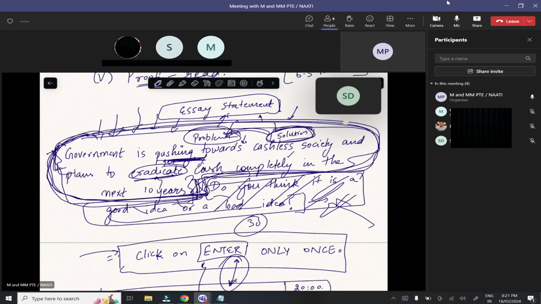Now let's discuss ideas for this one. My essay statement is: government is pushing towards a cashless society and plans to eradicate cash completely in the next 10 years. What problem can happen because of this statement? So if government gets rid of the cash completely and it's all cashless, what's cashless? Cashless as in using card payments or paying by phone and stuff. So what problem can happen because of that? If there's no cash and only card payments and phone transactions and all.